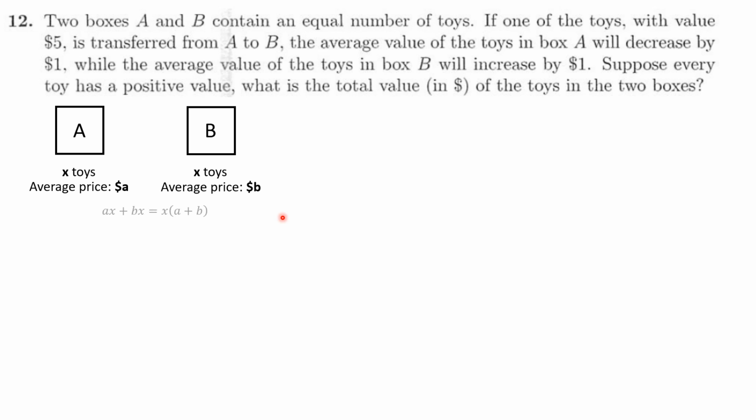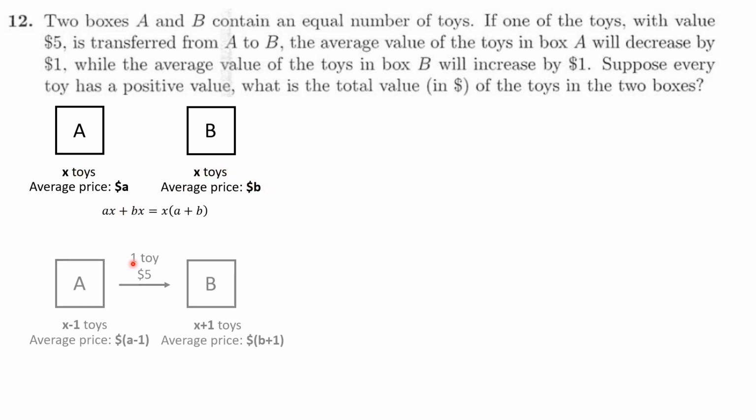Then the total value of the toys in A and B is just going to be AX plus BX. You just multiply the average price by the number of toys, and you just sum them up.